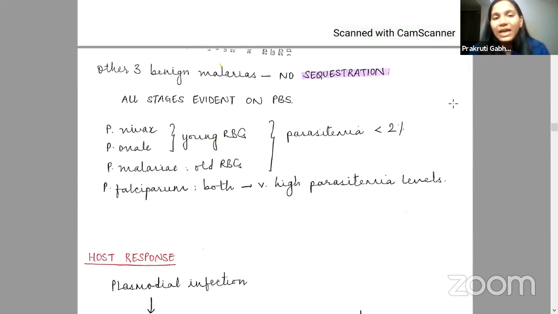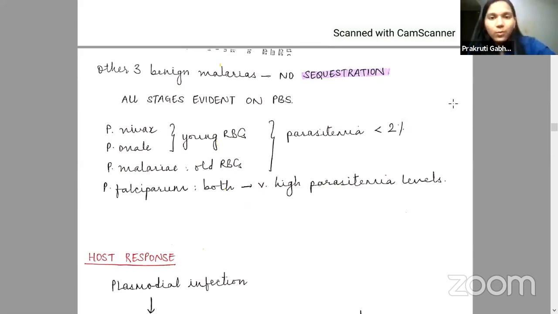And the other three are benign malarias where there is no sequestration. You see all the stages on the peripheral blood smear. We've already discussed that Vivax and Ovale infect younger RBCs. Malariae infects the older RBCs. Usually parasitemia levels in them are lower, like less than 2%. But falciparum affects both, and it has very high parasitemia levels.